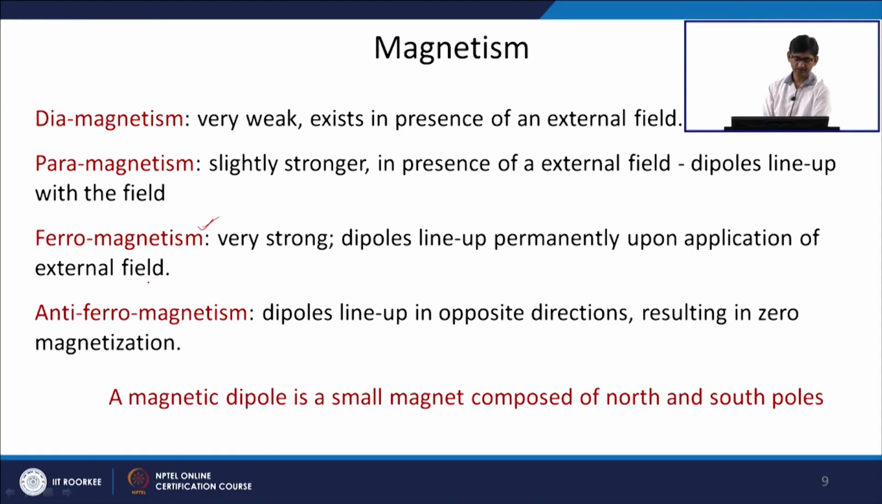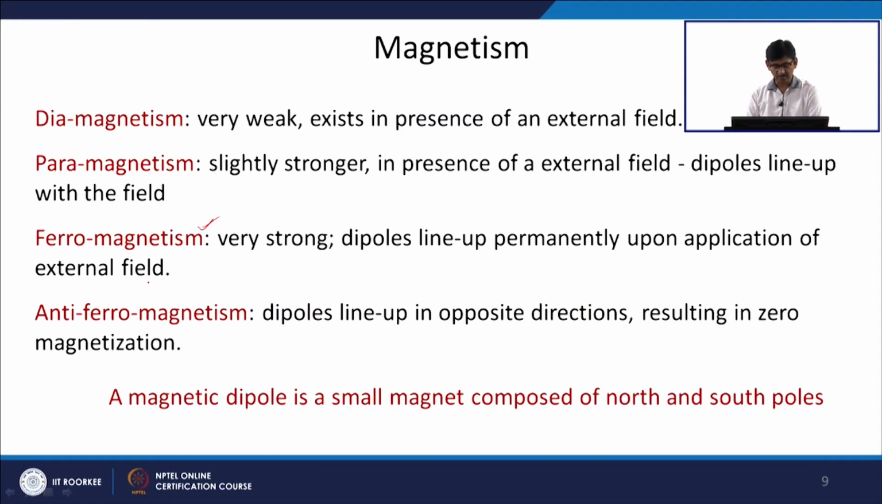For example, you might have seen sometimes on the office table there is a jar to store the pins, all pins, and there is a magnet around it, then all the pins also start showing magnetism after some time. Okay, so under an external field they get magnetized and they will remain magnetic even after removal of the external field. Then antiferromagnetism.